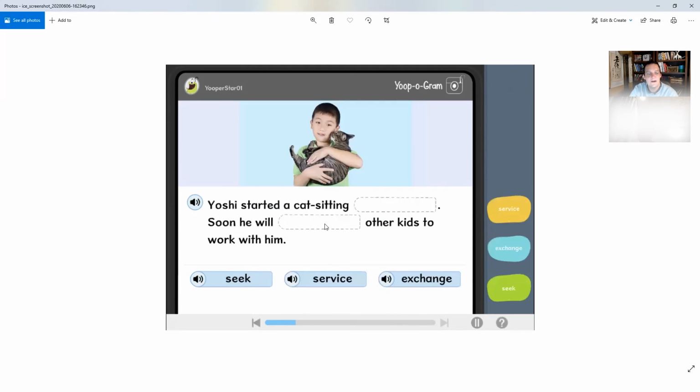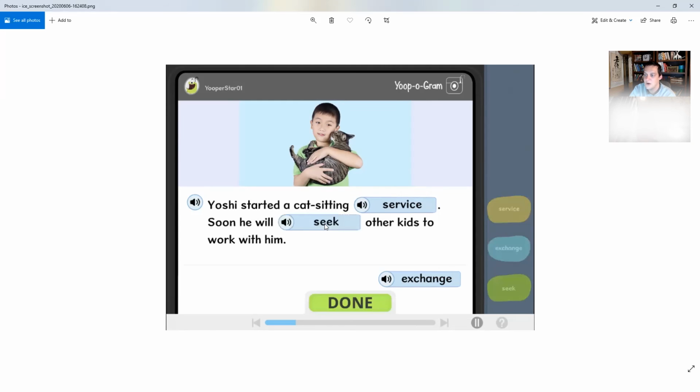How about this one here with Yoshi? Yoshi started a cat sitting service. With a cat sitting, it's like babysitting cats, where you help other people to watch their cats. Service. Yeah, service. Soon he will seek other kids to work with him. Yeah, look for.